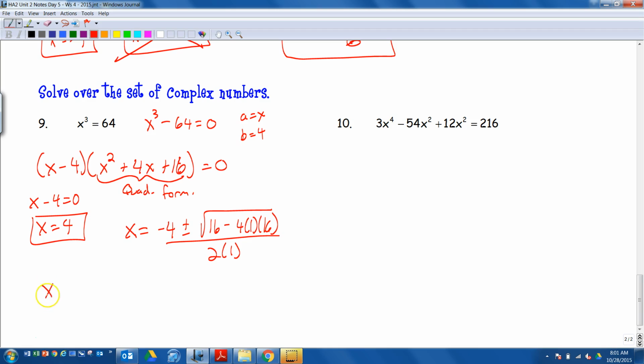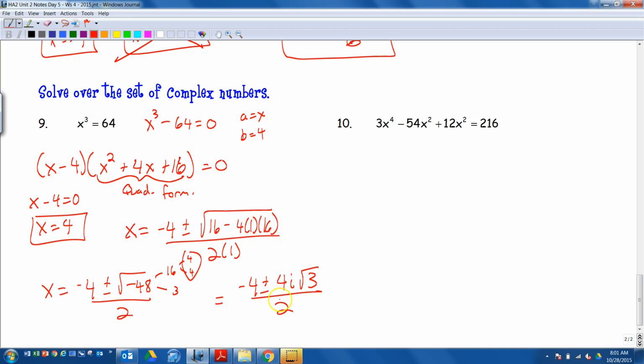So this turns into -4 plus or minus root -48 all over 2. Break this down, you get 16 and 3, so you get a pair of 4s. So we get it's equal to -4 plus or minus, there's a 4 that comes out, and since there's a negative under there, the i comes out as well. We're left with the root 3 all over 2.